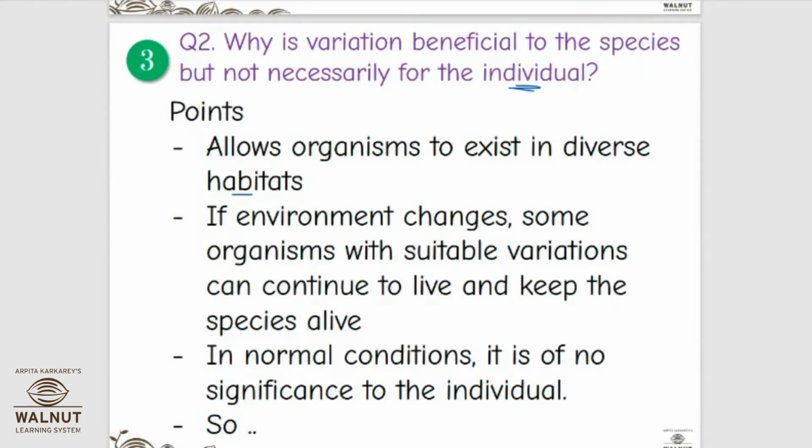Variation is important. It's not just the looks. From inside also, there are many changes. You will enjoy this chapter. There are many good examples about your own self, about human beings, about animals, about plants.